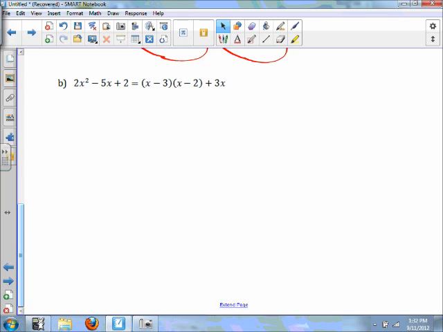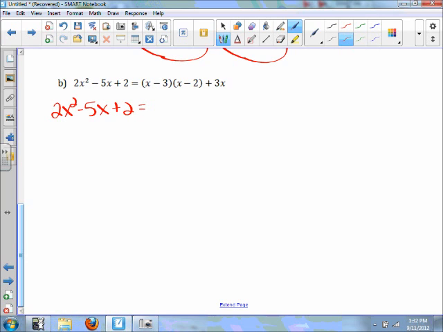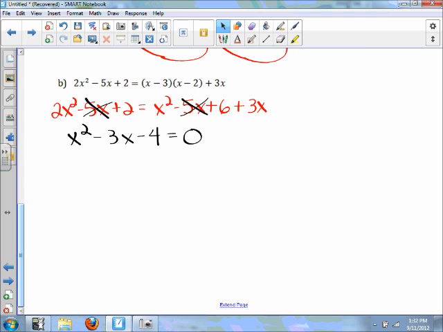Now for part B, we're going to have to do a lot of the same stuff. We'll have 2x squared minus 5x plus 2 on the left side. And when you FOIL this out, we'll have x squared minus 5x plus 6 plus 3x on the right. Well, you should see that the 5x's will go away because they're the same on both sides of the equal sign. I'll bring the x squared over, I'll bring the 3x over, I'll bring the 4 over, so I'll go with x squared minus 3x minus 4 is equal to 0.